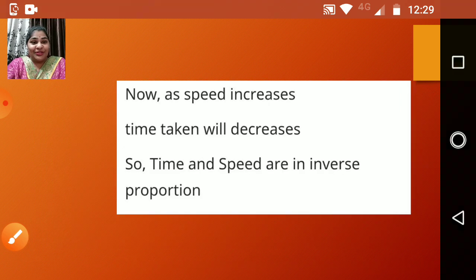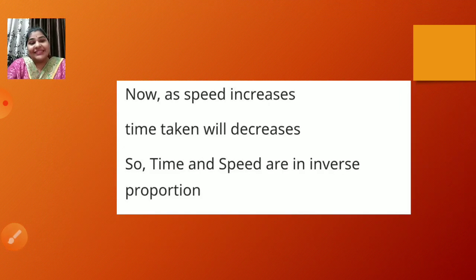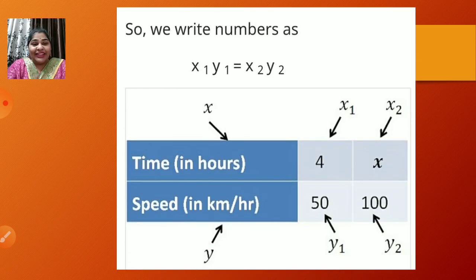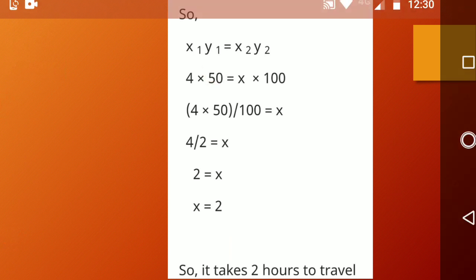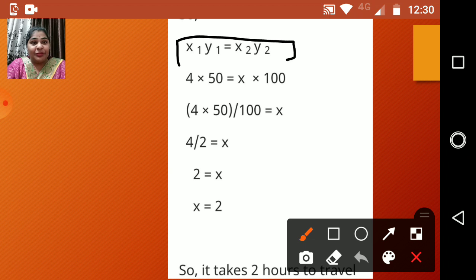So let us find the solution. Now as speed increases, time will decrease. So time and speed are in inverse proportion. We make the table like this. We have already seen how to make a table. So now let the values be x1, y1, x2, y2. Right? So here I have already told the relation, children. Now this one is very important, which you have to keep in your mind. For inverse proportion, the equation will be x1 y1 is equal to x2 y2. In direct proportion, it was x1 upon y1 is equal to x2 upon y2, right?